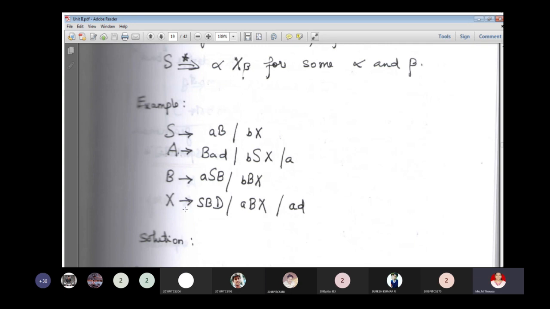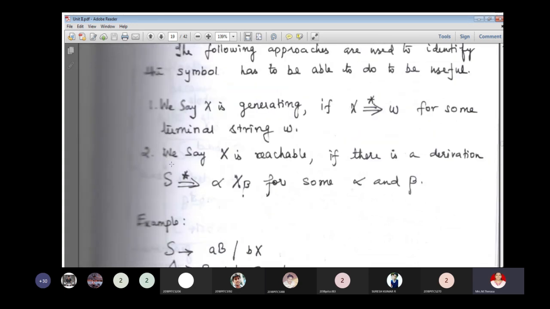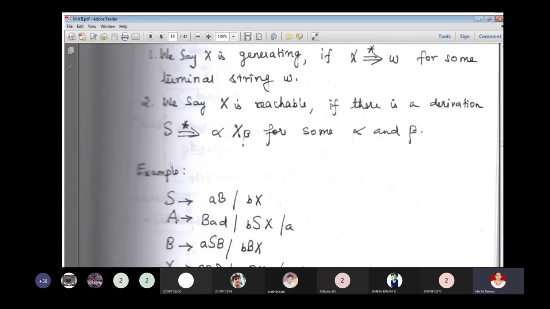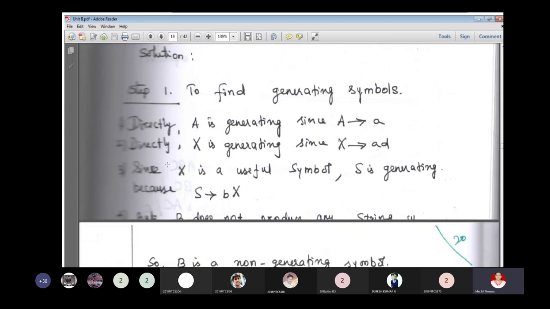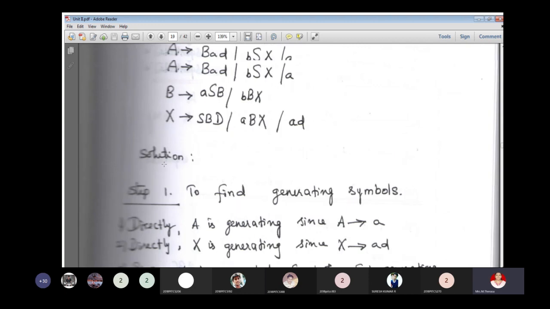So here you are given a production rule. It consists of some set of variables and terminals. So what are the variables you have? S, A, B, X, and also you have a non-terminal D. Okay, and A and B are two terminals, and also you have D, isn't it? So you have some set of variables and terminals. Now you are asked to identify and eliminate the useless symbols. Clear? See, what is the first step? You have to find out the generating symbols. Okay, so A is generating.